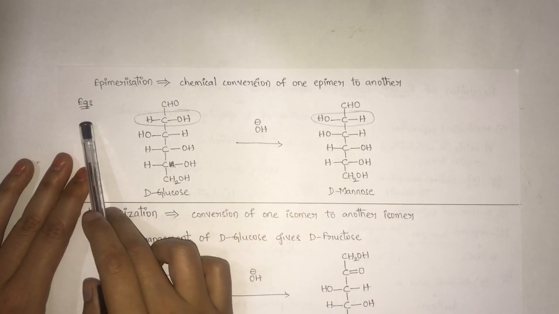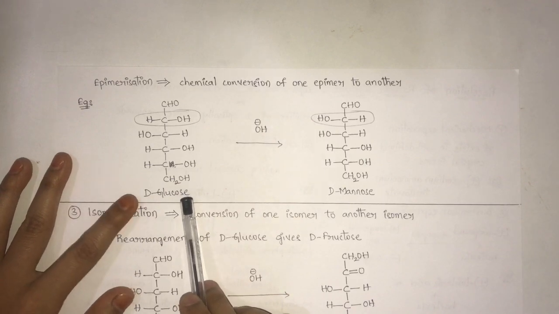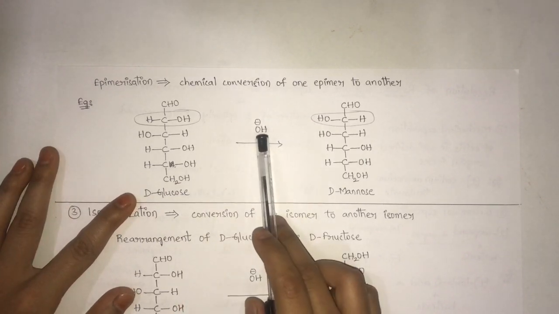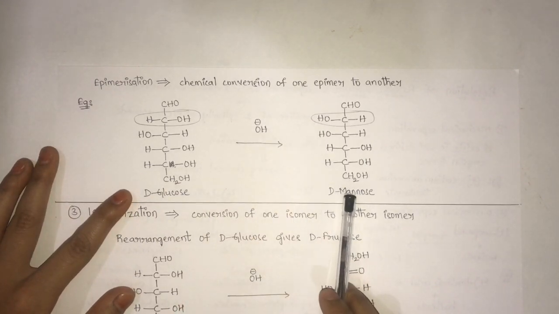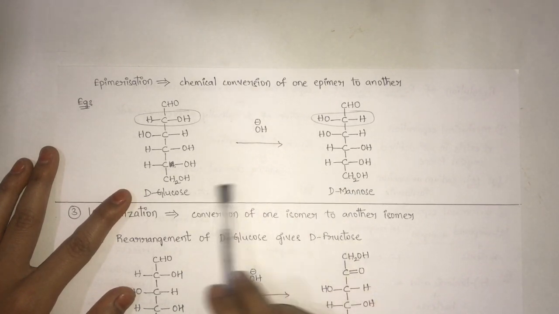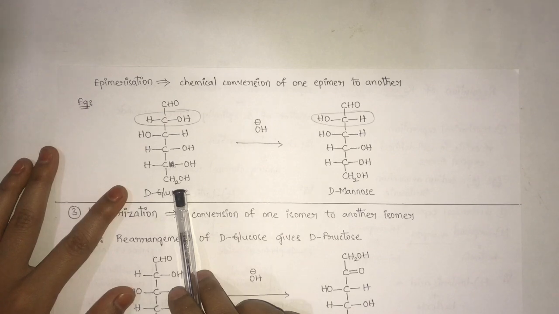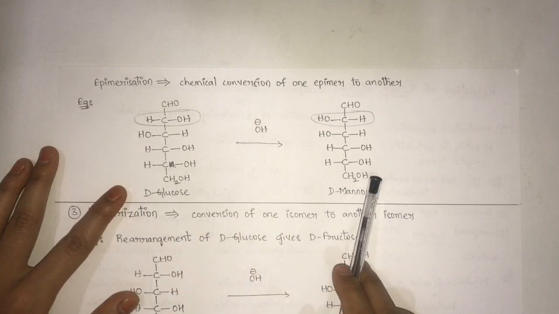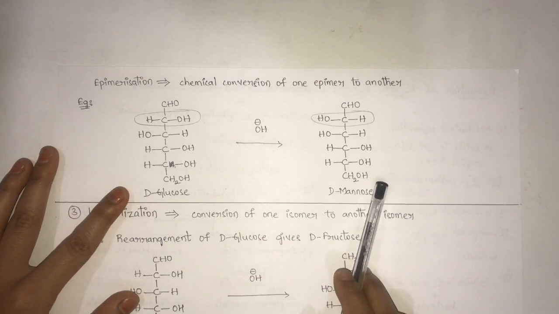Coming to the example, I am taking D-glucose and treating it with a base in order to get D-mannose as an epimer of glucose. First your D-glucose is isomerized to fructose and fructose is converted to mannose. So our starting material is D-glucose, but we are getting D-mannose, where only at one chiral carbon the orientation differs.